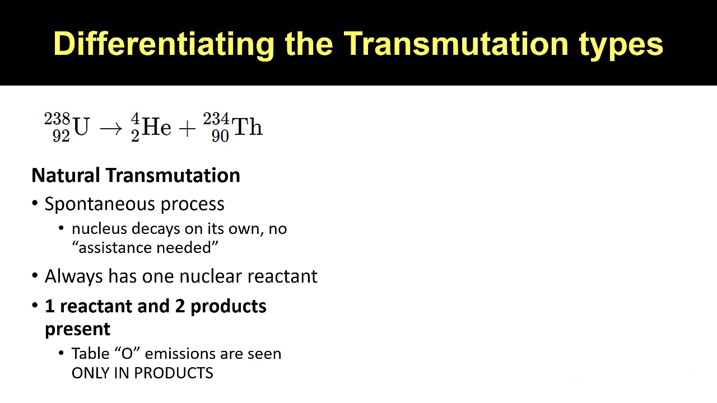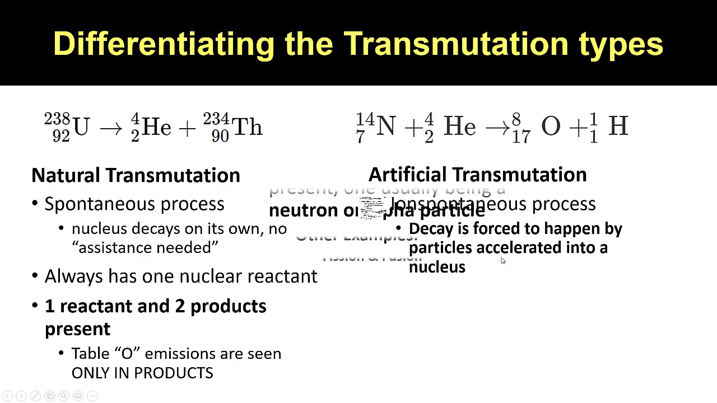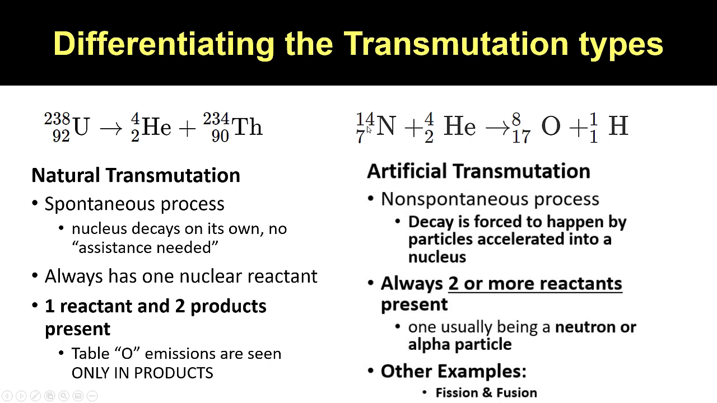Telling the difference between natural and artificial transmutation is tough. So here we see what we wrote before about natural transmutation, whereas now the first thing we'll point out in artificial transmutation is that, yes, we are forcing decay to happen. Well, how is that occurring? Well, we are bombarding a nucleus here with an existing particle.